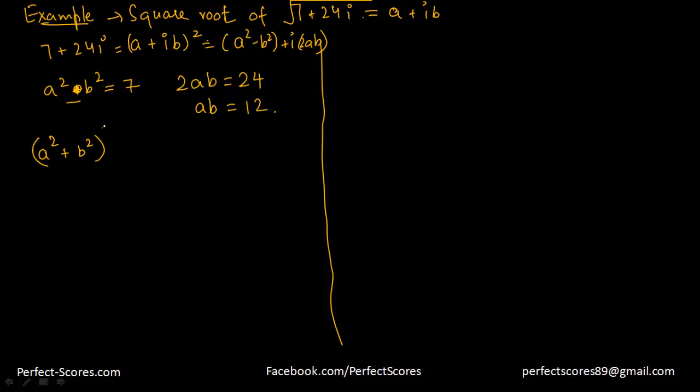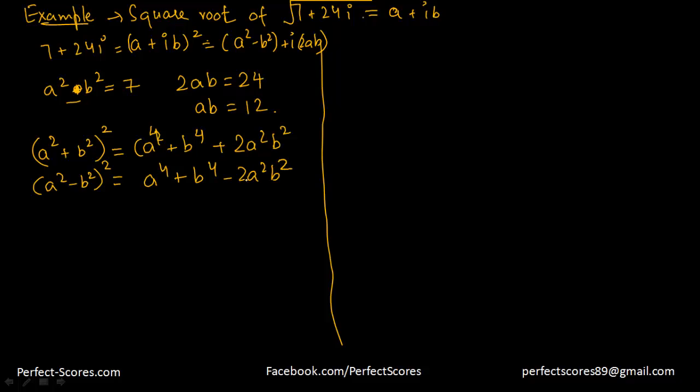If you square a square plus b square, you're going to get a to the power 4 plus b to the power 4 plus 2 times a square b square. And if you have a square minus b square raised to the power 2, you're going to have a to the power 4 plus b to the power 4 minus 2a square b square. I think you can remember this expression from before. You get (a square plus b square) whole to the power 2 equal to (a square minus b square) whole squared plus 4a square b square.